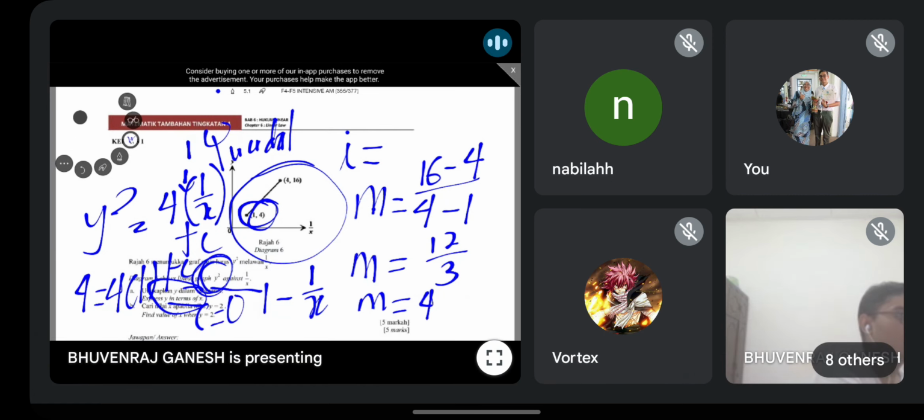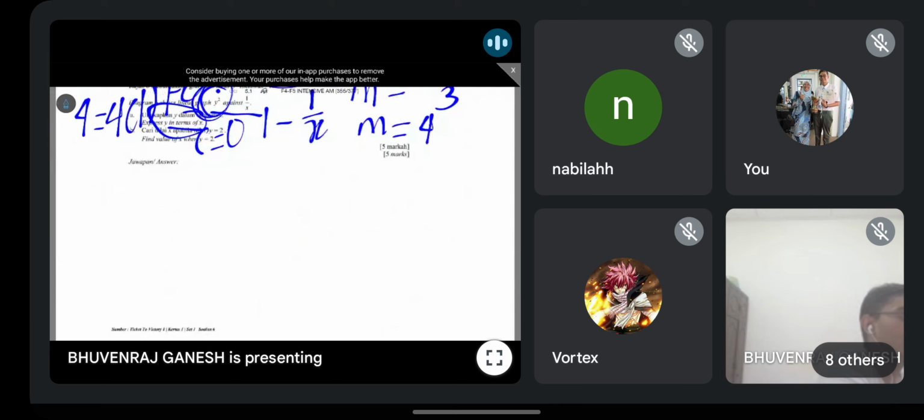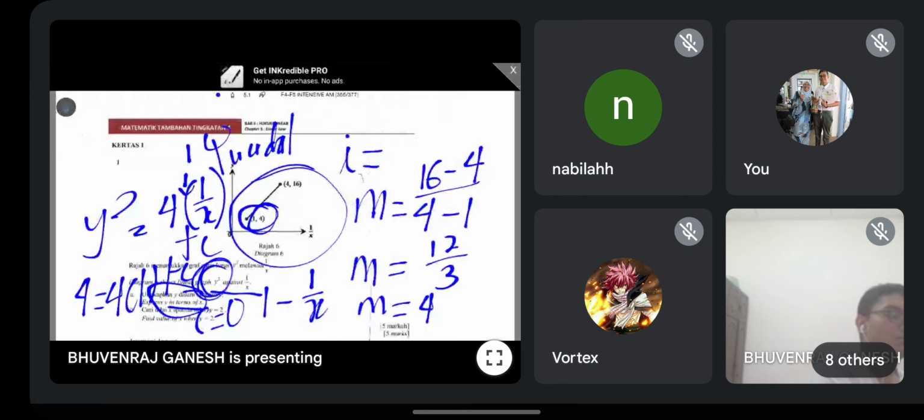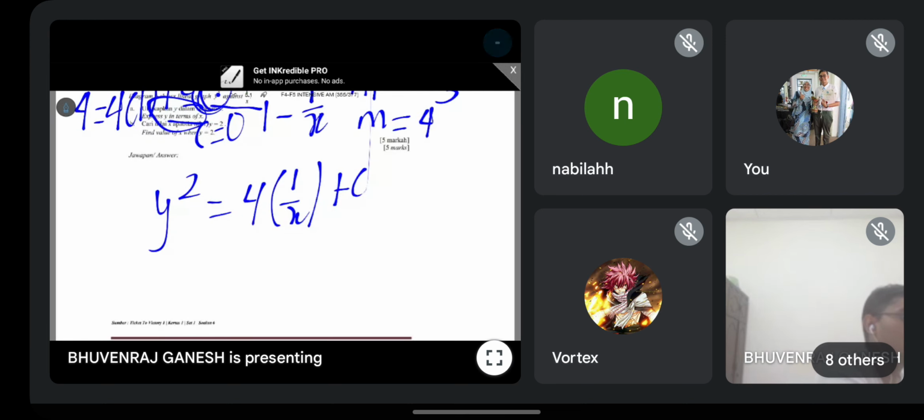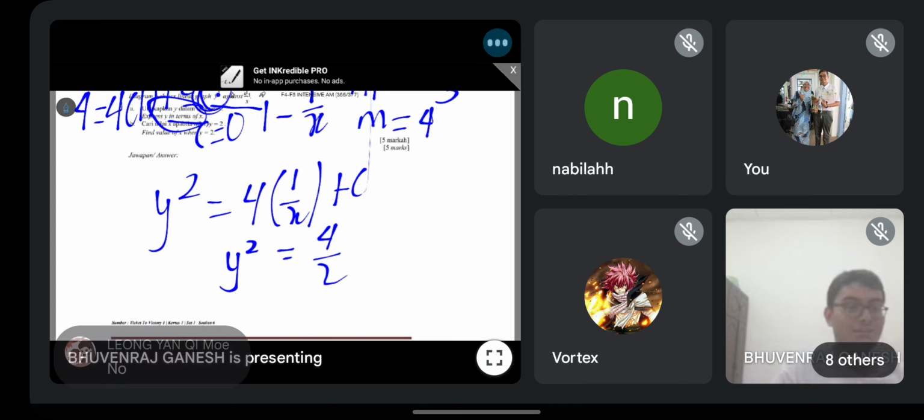Okay, means that, in other words, you can say that y square is equal to 4 over x, because your C is 0. Y square equals 4, 1 over x plus 0. So y square is 4 over x. So guys, am I done with my answer? Can my answer be accepted if I leave it like this? Yes or no? Adakah jawapan saya betul? Anyone? Can or not? Why? Why cannot?